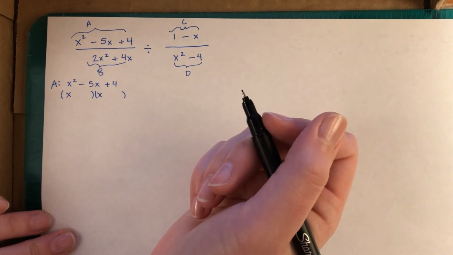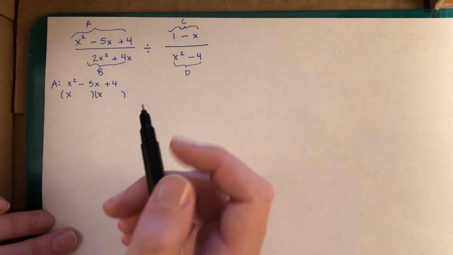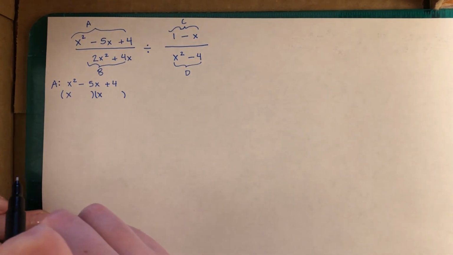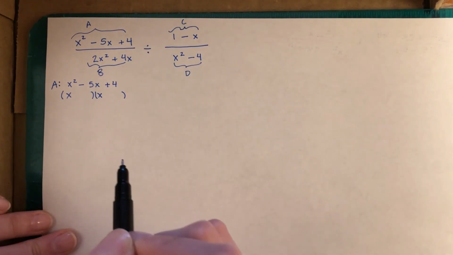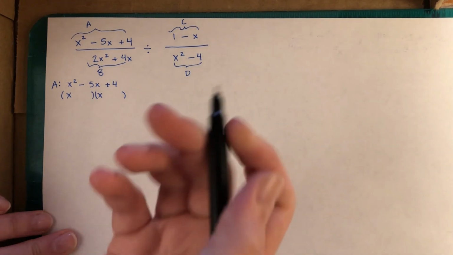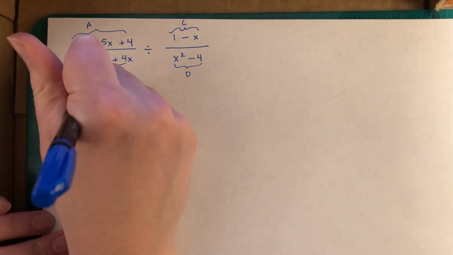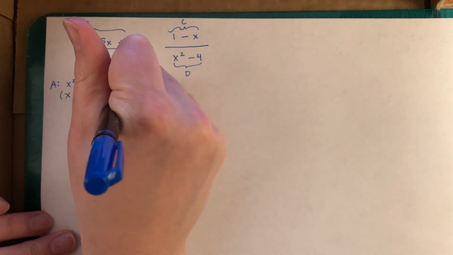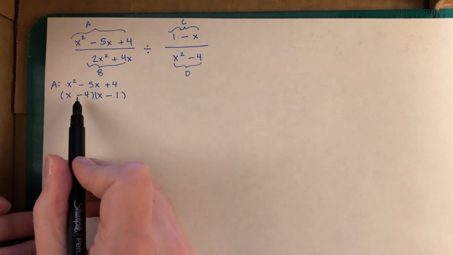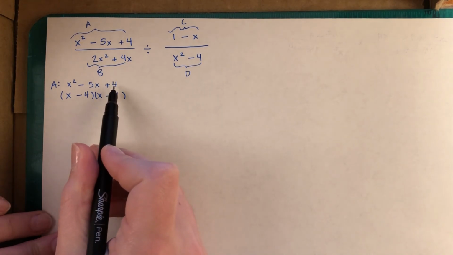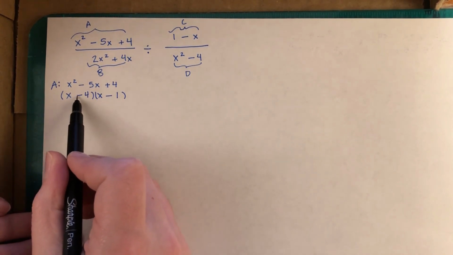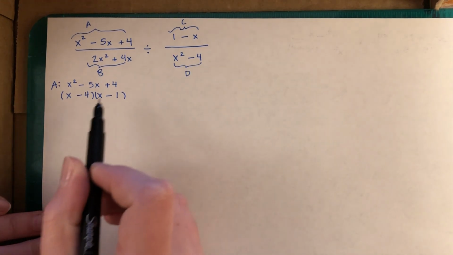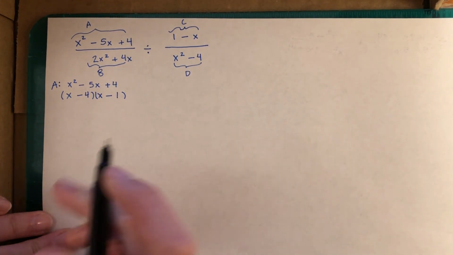And now I'm going to try to think of two numbers where when I multiply those numbers, I get positive 4, and when I add those numbers, I get negative 5. Those numbers turn out to be negative 4 and negative 1. Negative 4 times negative 1 is positive 4. Negative 4 plus negative 1 is negative 5. So this is all set for A.